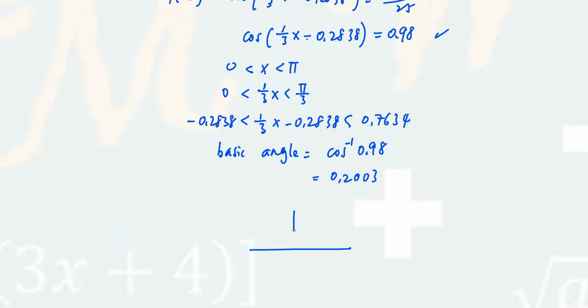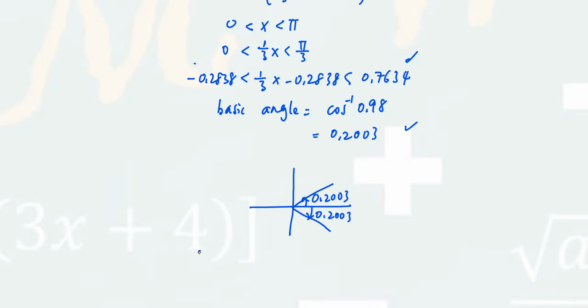Now I will draw the quadrant. Okay, the cos is positive. That means it is in the first and fourth quadrant. Now you check. My basic angle is 0.2003. Okay, 0.2003 is within the interval. It is less than 0.7634. And if I consider the negative value, it is bigger than this value as well. So that means I will consider one positive, another one negative. Okay, therefore, this is not yet my final answer.